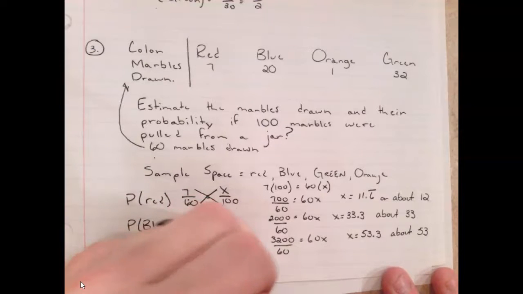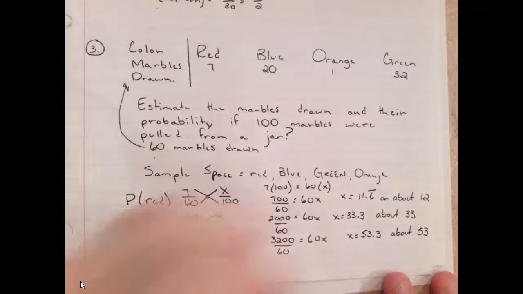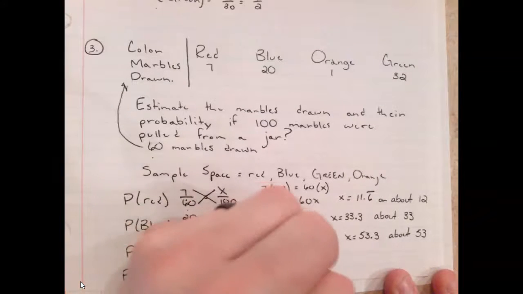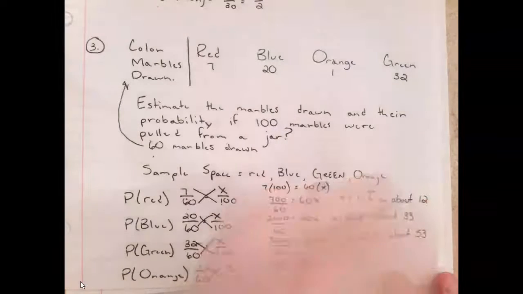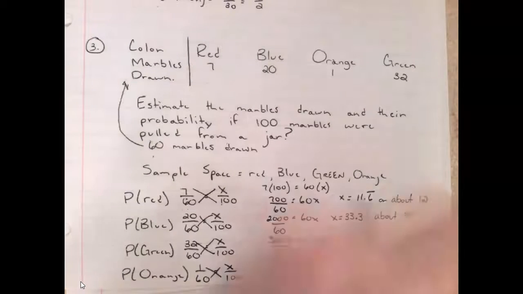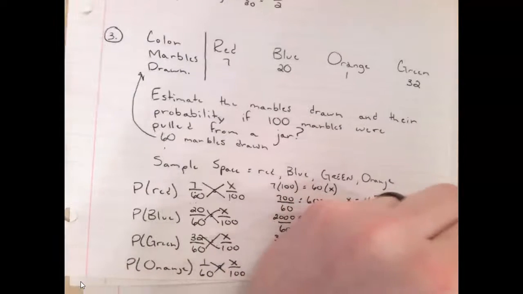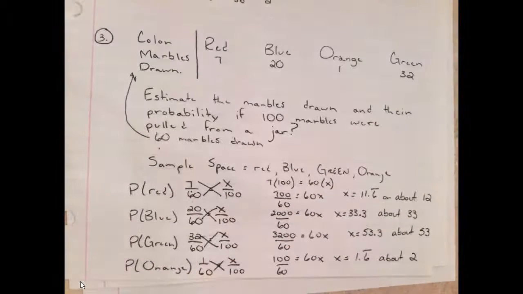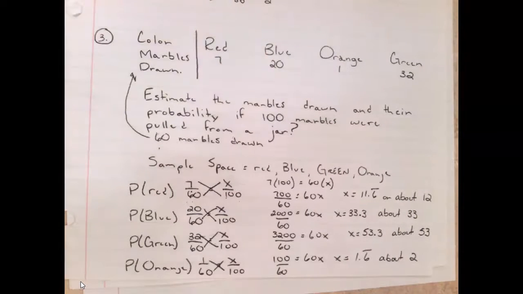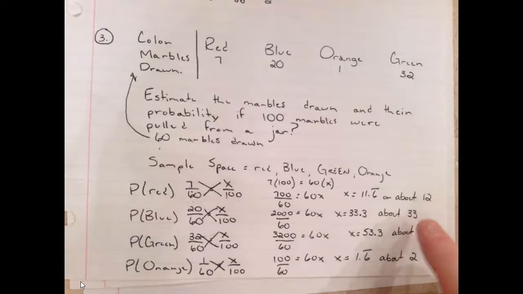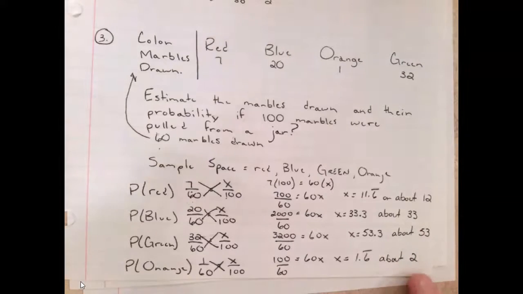equals x over 100. Cross multiply. 100 is equal to 60x. Divide by 60. X equals 1.6 repeating. This number would round up. So about 2. And remember, guys, these are all estimations. Is this going to happen for sure if 100 marbles were drawn? Maybe yes, maybe no. It's about. So this is why we have about 12, about 33, about 53, and about 2.